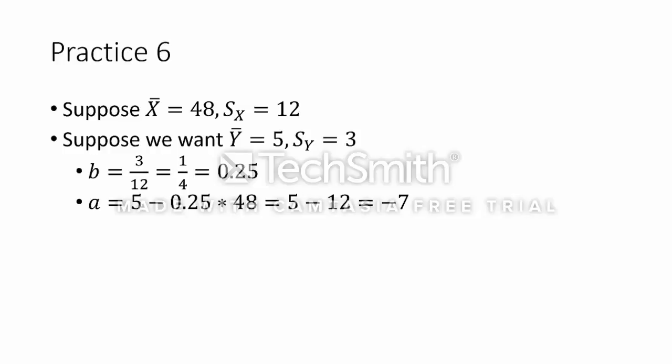Now, a should equal our new mean of 5 minus 1/4 of our old mean of 48, which is 5 minus 12, or negative 7. Thus, our transformation formula is 0.25x, or 1/4 of x, minus 7.